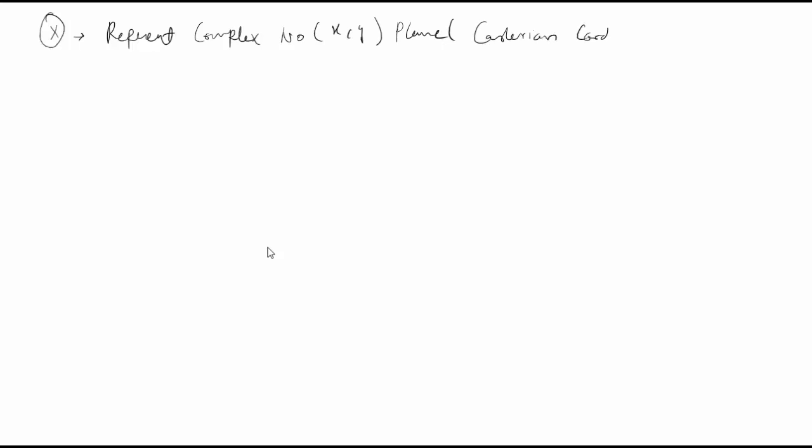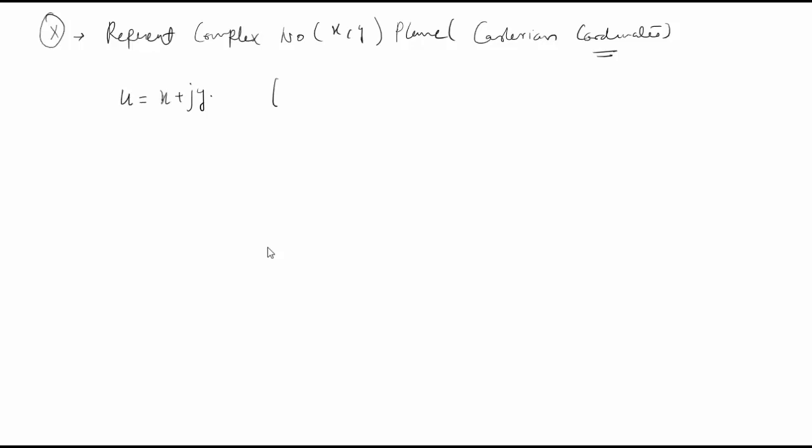So this is the next lecture, and in this lecture I will show how to represent complex numbers in the xy plane, or using the Cartesian system, Cartesian coordinates. So the complex number u can be given by x plus jy.